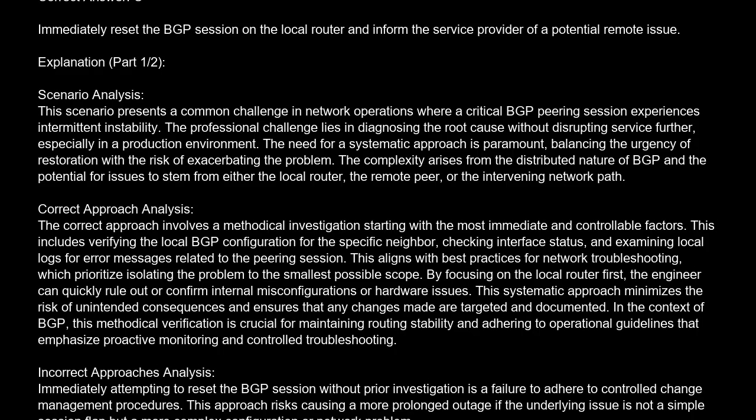The correct answer is C. Immediately reset the BGP session on the local router and inform the service provider of a potential remote issue.